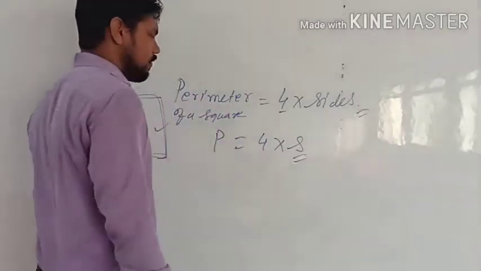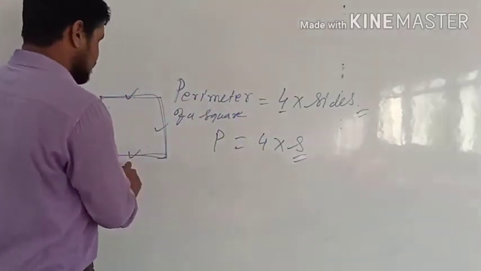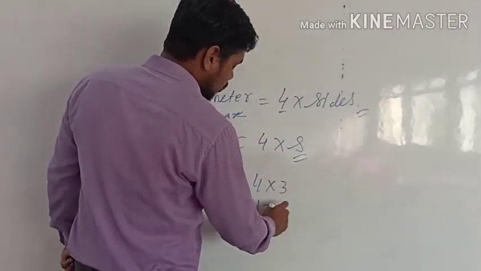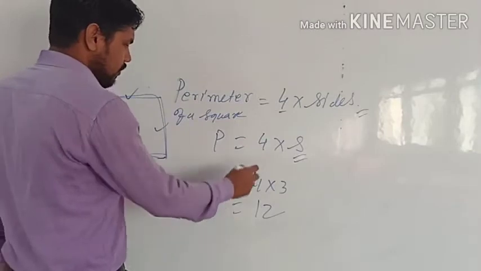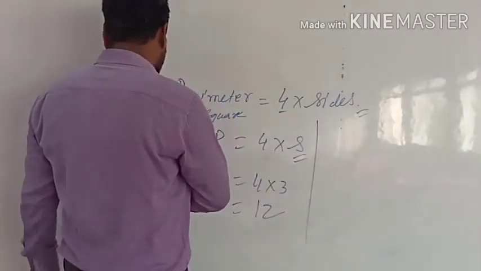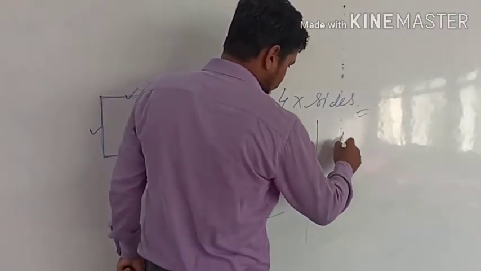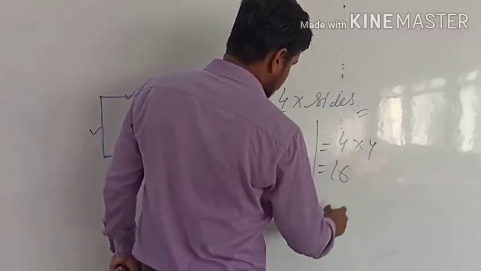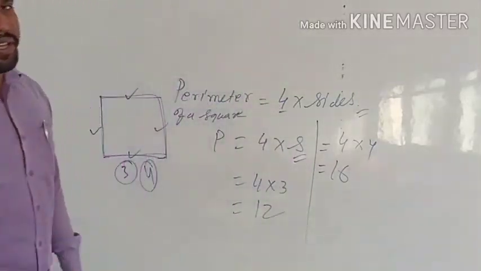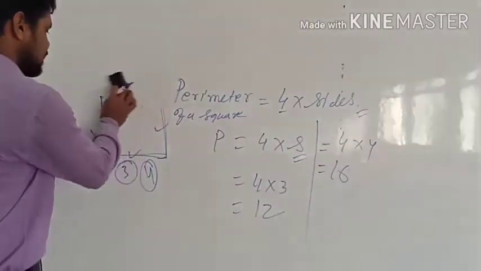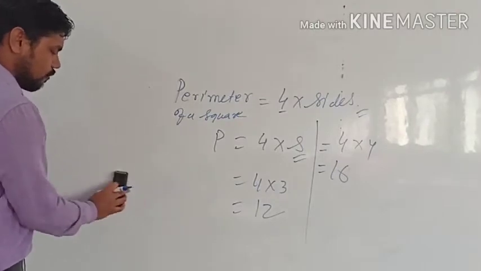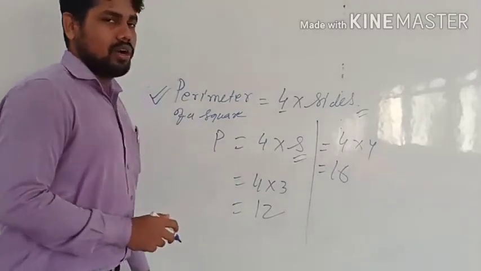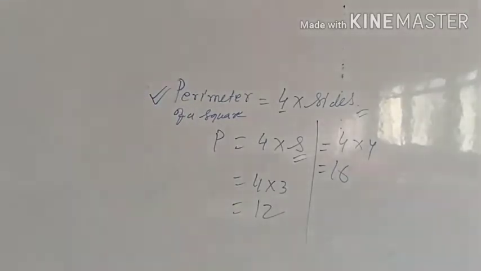Now whatever the value of S, if S is given as 3, then the result will be 4 multiplied by 3, which is 12. Suppose S is 4, then the perimeter will be 4 multiplied by 4, so 16. Whatever unit you can give. So these are the standard rules, the standard formulas which are made. Now using this formula you can find out the value of something.